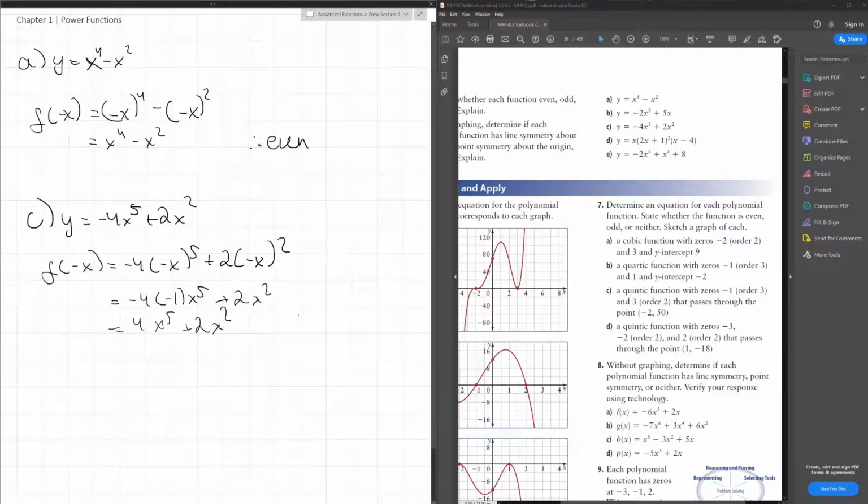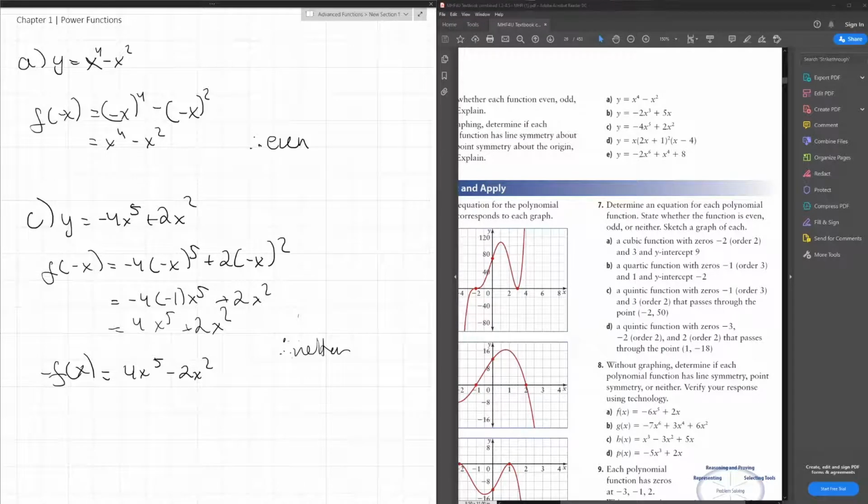These two don't equal. So now let's just do negative f of x, and we get 4x to the power of 5 minus 2x squared. None of them equal, therefore neither. That's the best handwriting I could do. Since it's neither, it shouldn't have a point of symmetry nor a line of symmetry. So let's move on to part E.